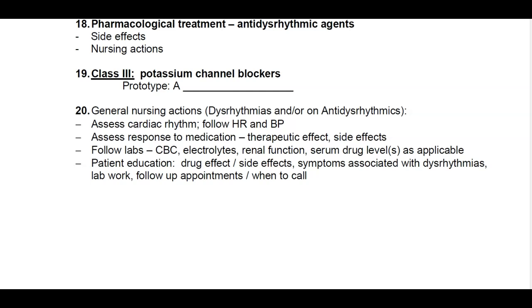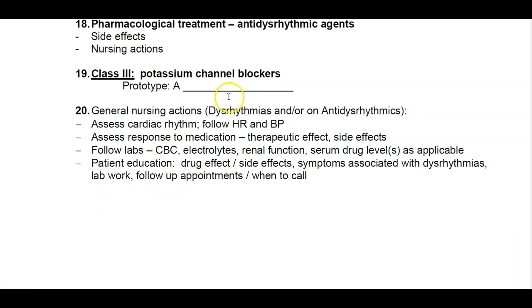Class 3 antidysrhythmics are the potassium channel blockers, which are used to mainly treat ventricular dysrhythmias, but also they're used for some atrial dysrhythmias. The prototype drug that you need to know for this class, class 3 potassium channel blockers, is Cordarone, generic amiodarone. Amiodarone is a medication that you need to remember, and this medication is often given for atrial dysrhythmias, and during a code situation, it can also be given for ventricular dysrhythmias.